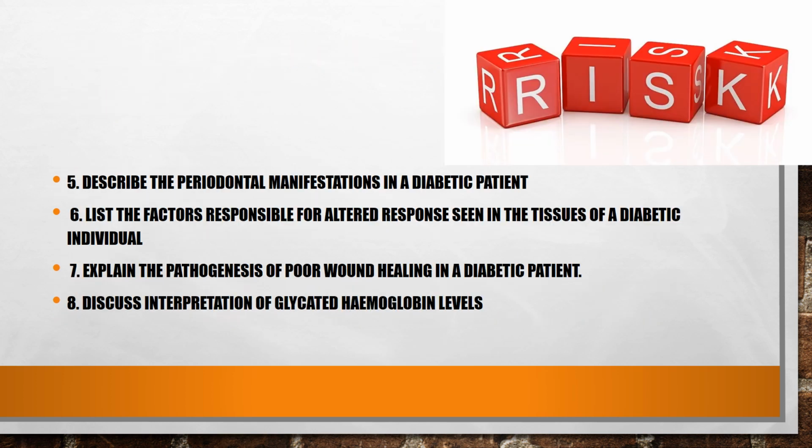Describe the periodontal manifestations in a diabetic patient. List the factors responsible for the altered response seen in the tissues of a diabetic individual. Explain the pathogenesis of poor wound healing in a diabetic patient. And the last one, discuss interpretation of glycated hemoglobin levels.